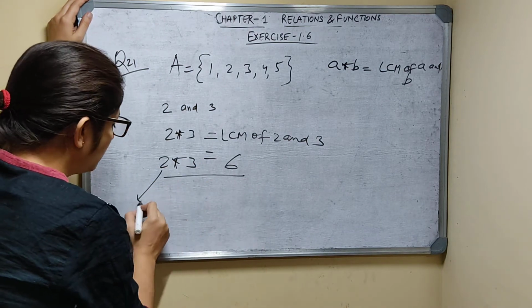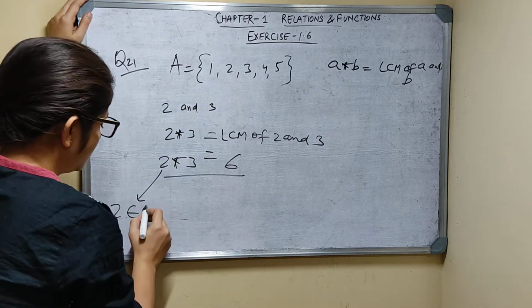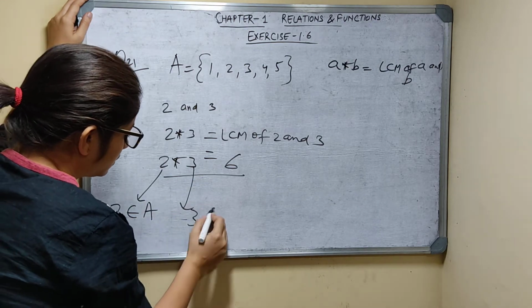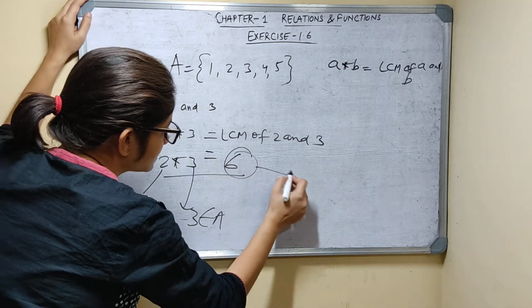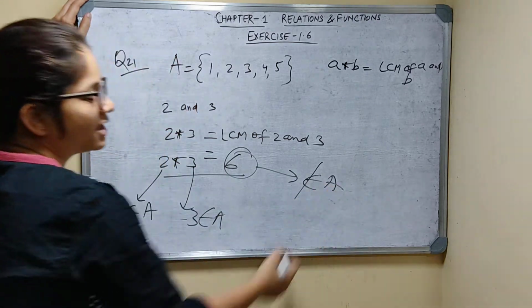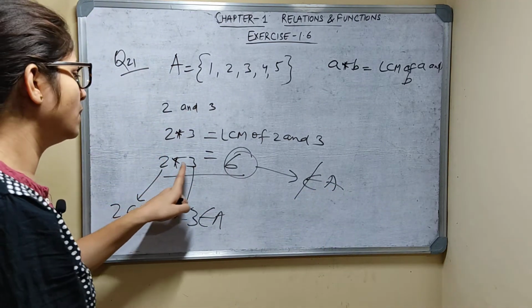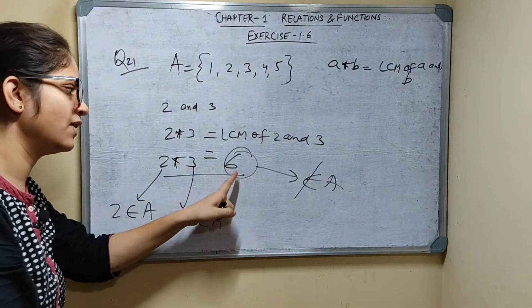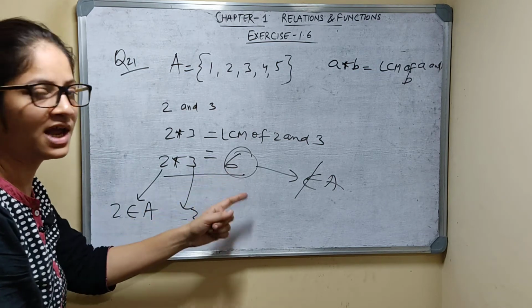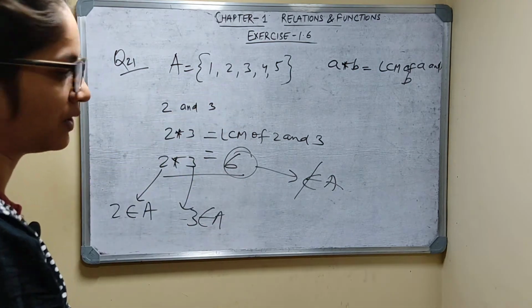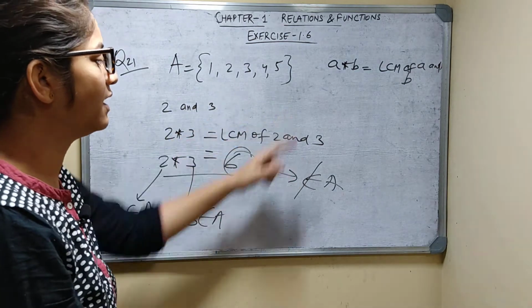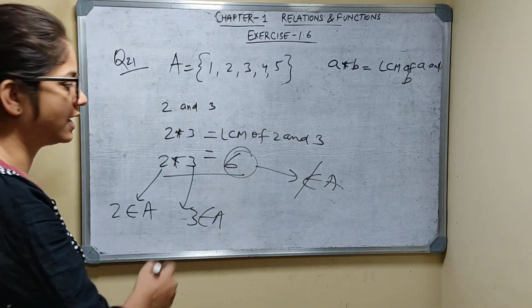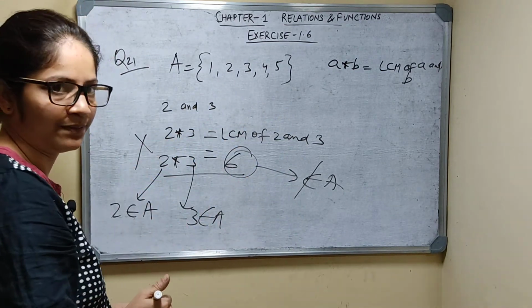So the LCM of 2 and 3 is 6. 2 belongs to set A, 3 belongs to set A, but 6 does not belong to set A. If 2 belongs to set A and 3 belongs to set A, then definitely the result should belong to set A. Then only I can say star is a binary operation. But here 6 is not in the set, so it is not a binary operation.